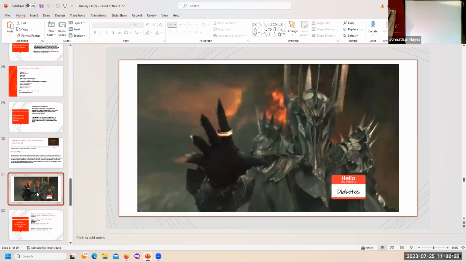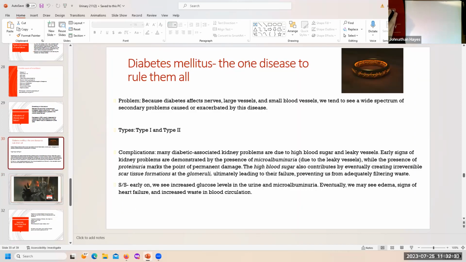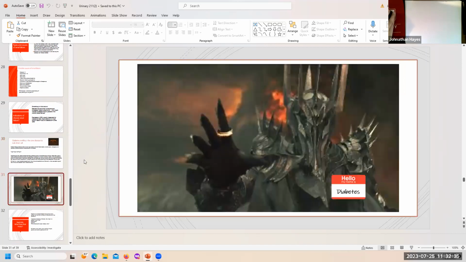So I made this because I think it's hilarious. The one disease to rule them all, get it? The one ring, get it? Sauron, get it?